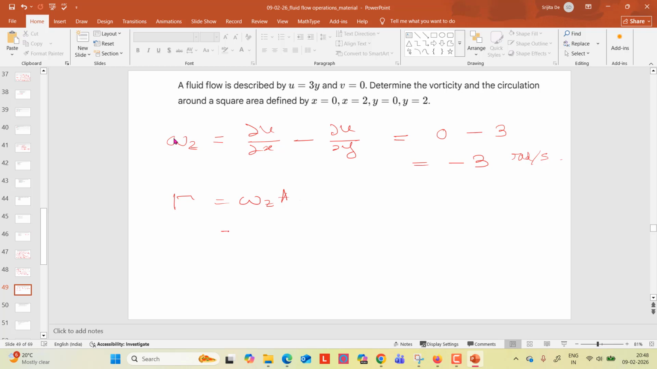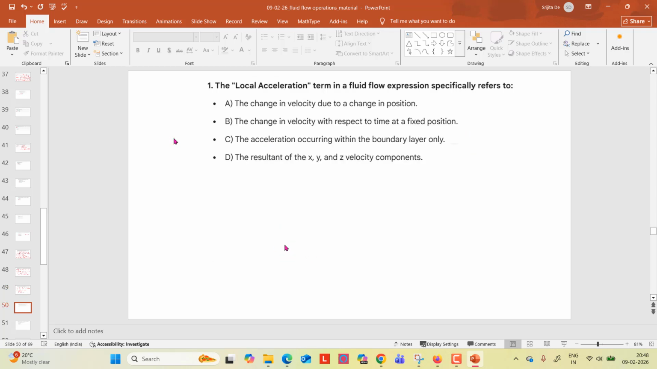is omega Z into A, right? So omega Z is minus 3, and the area is defined as a square area, like x equals 2, y equals 2. This is 2 into 2. So this is minus 12. So this is the circulation.